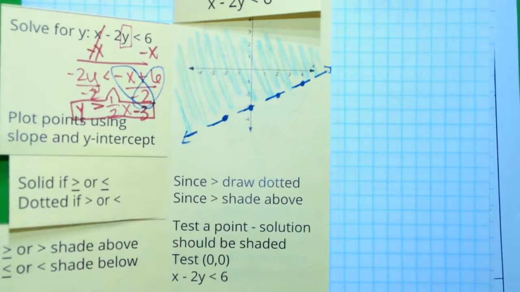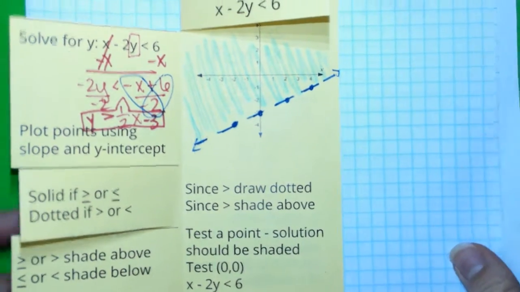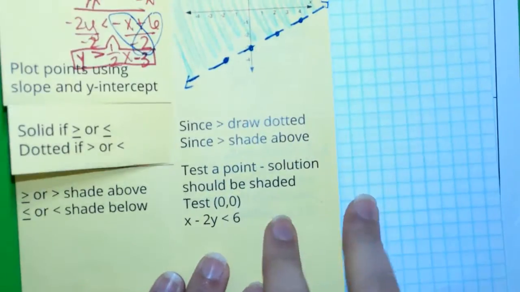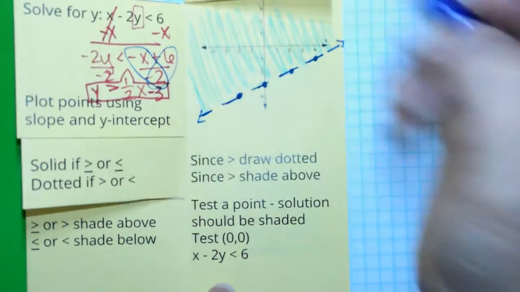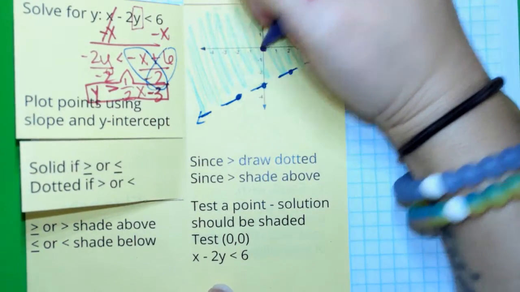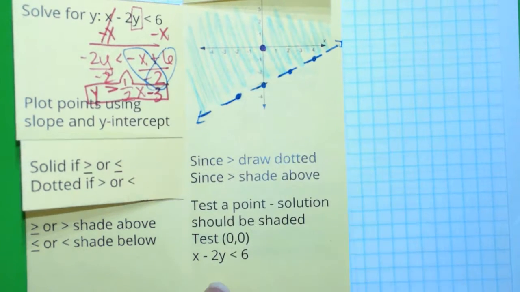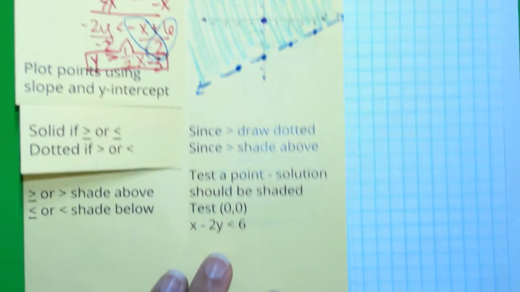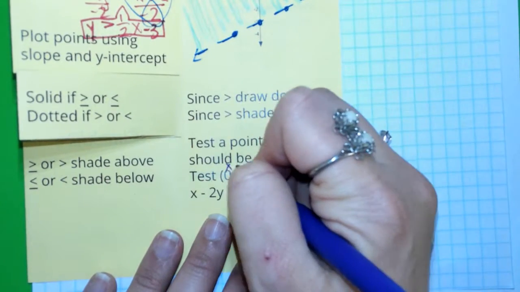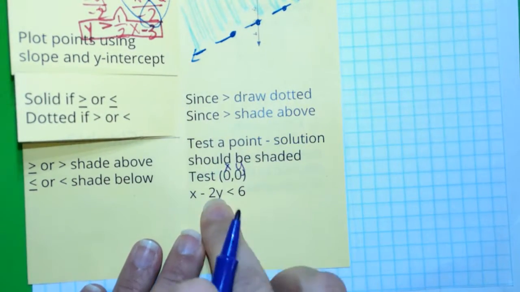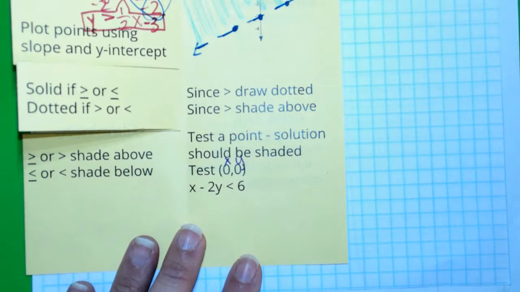All right, now, at the bottom, it says test a point. The solution should be shaded. So we are going to test 0, 0, which is right here in the middle. Now, is that point shaded over? Yes, it is. So it should be part of our solution set. So we're going to plug in 0 for x and 0 for y, and we're going to see if it's a true statement.